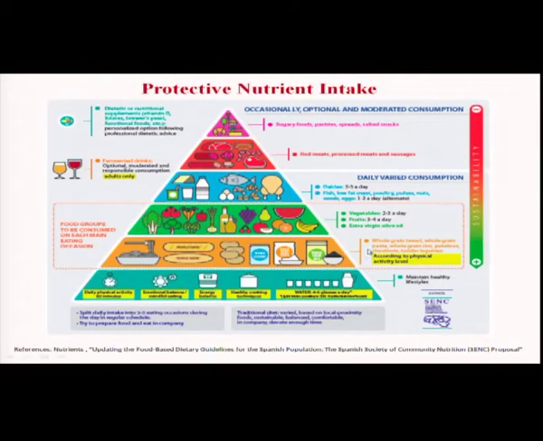Here is basically the protective nutrient intake. This gives basically a kind of a table or rather a pyramid. This has been published by the Spanish Society of Community Nutrition. It's been published in a journal called Nutrients. So this society has given a kind of empirical pyramid. This empirical pyramid gives an indication as to what kind of protective nutrient intake can be practiced.